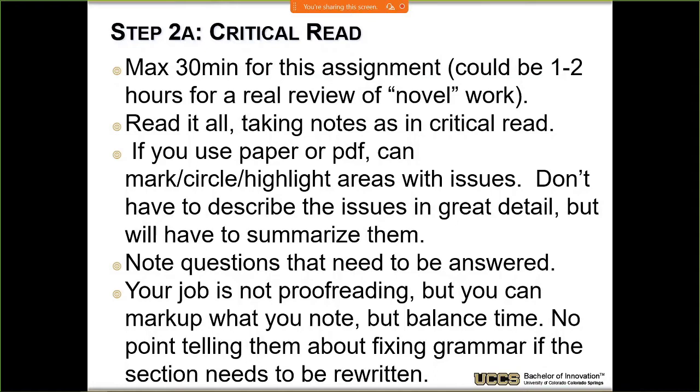Note questions that need to be answered. If there's something like, I didn't understand this at all, that's more a comment, it's not a question. But if the question is like, how do you divide by this to reach that, right? That's a very particular question, and that's very good.